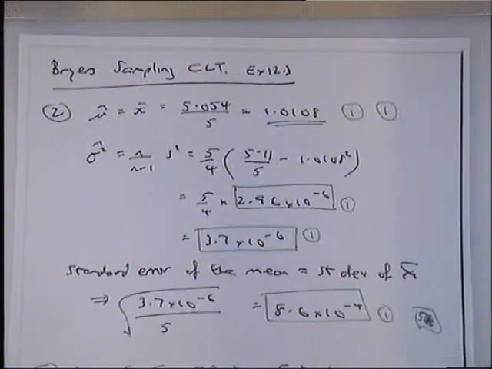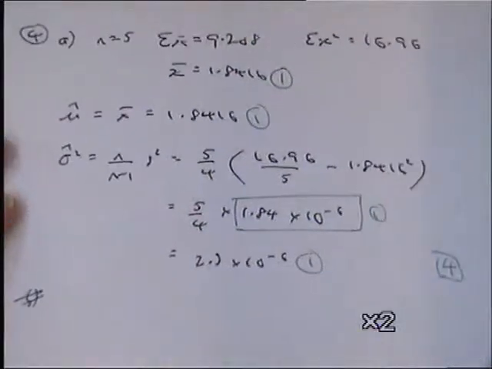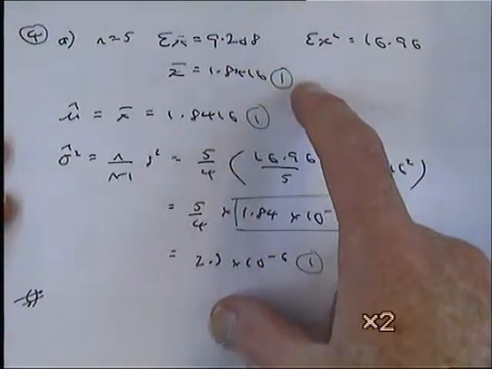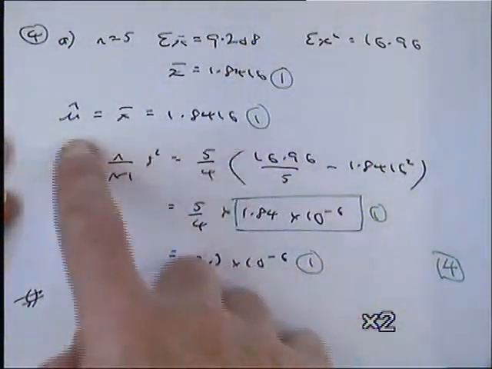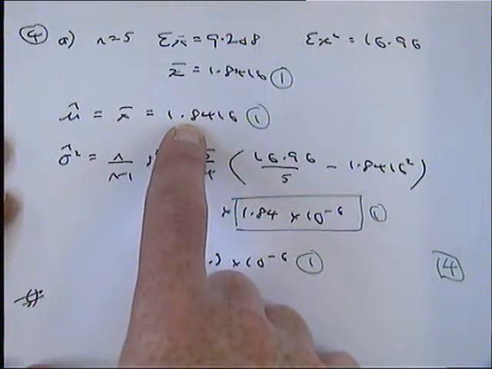Okay. Next question was question 4. That's out of 4 marks. So I gave 1 mark for x bar and 1 mark for actually saying it was the unbiased estimator of mu.